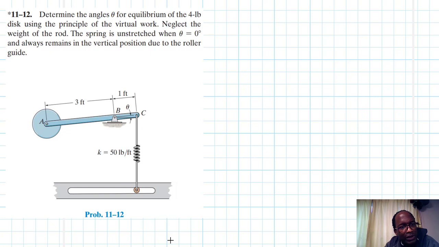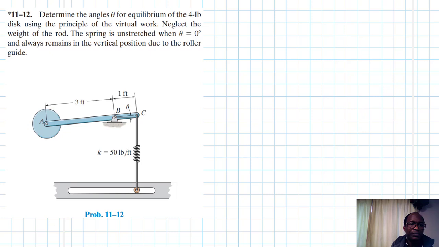The problem reads: determine the angles theta for equilibrium of the 4 pounds disc using the principle of virtual work. Neglect the weight of the rod. The spring is unstretched when theta is equal to 0 degrees and always remains in the vertical position due to the roller guide. And we're assuming there is no friction at the roller guide and this contact surface.